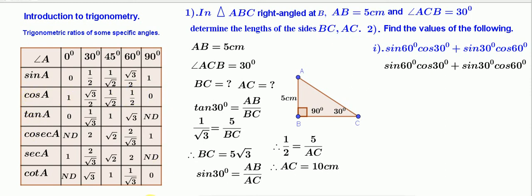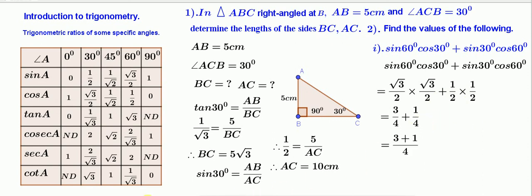Substitute the values. That is equal to root 3 by 2 into root 3 by 2 plus 1 by 2 into 1 by 2. That is equal to 3 by 4 plus 1 by 4, because root 3 into root 3 is equal to root 9, that is equal to 3, 2 into 2 is equal to 4, and 1 ones are 1 divided by 2 twos are 4. That is equal to 3 plus 1 by 4. That is equal to 4 by 4. That is equal to 1.